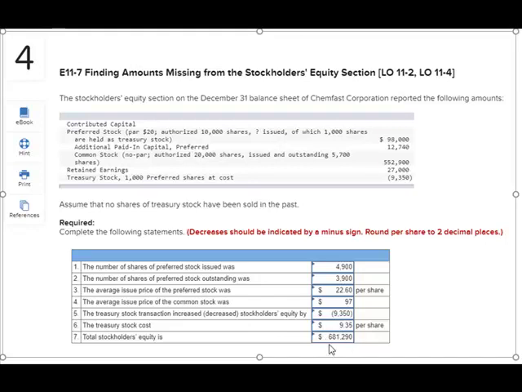And then finally, to get total stockholders' equity at the end, you'll simply add all of these numbers together. And of course, you'll subtract the treasury stock at the end.